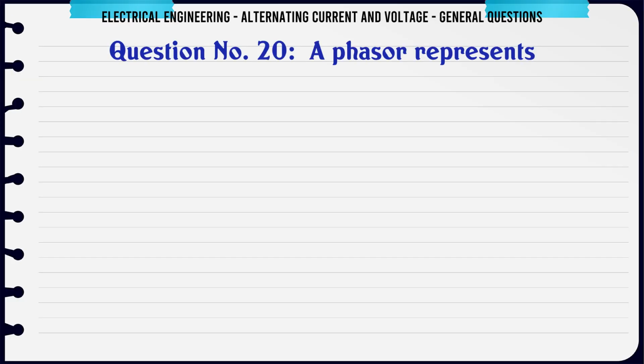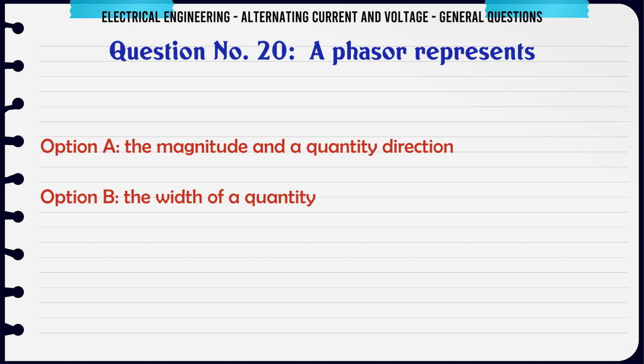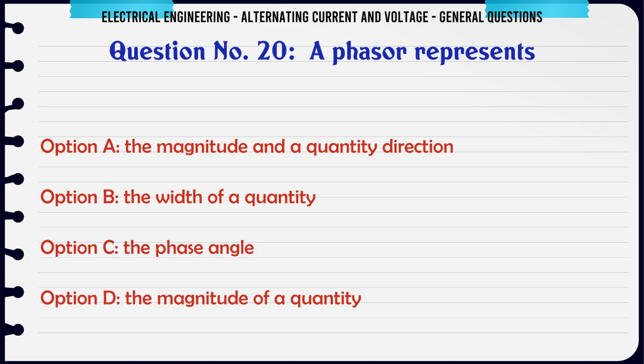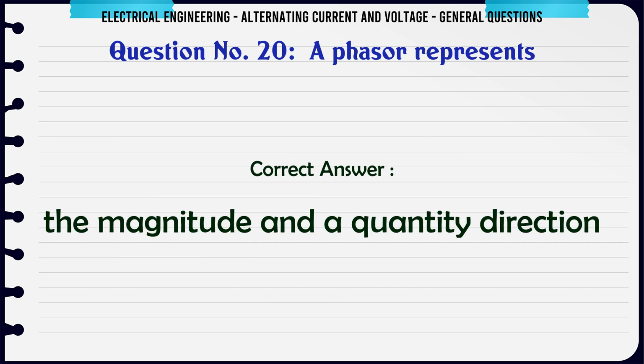A phasor represents: A, the magnitude and direction of a quantity; B, the width of a quantity; C, the phase angle; D, the magnitude of a quantity. The correct answer is the magnitude and direction of a quantity.